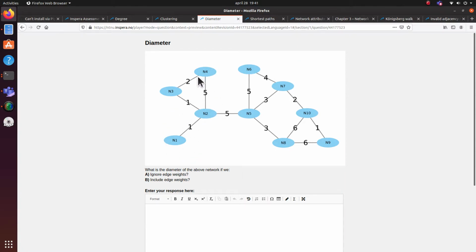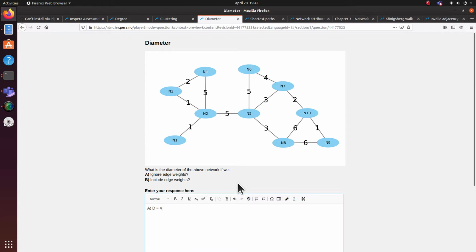So the most distant pairs of nodes we have is really any combination of n1, n3, and n4 combined with any of either n10 or n9, since these are 2 more steps away from n5. Which means that our diameter would be, for instance, if we take this path here, 1, 2, 3, 4. So that is AD equals 4.